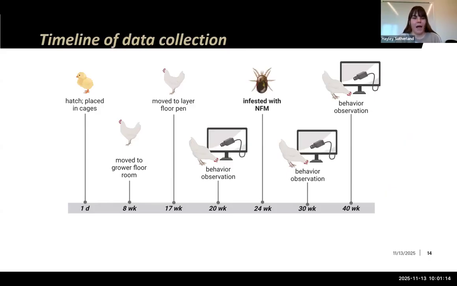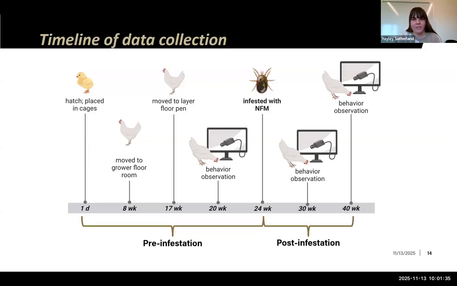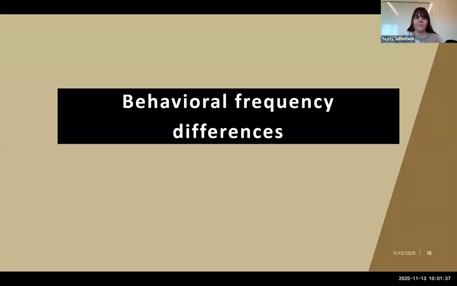For our timeline, our birds were hatched at 1 day of age. They were moved into their pullet floor room at 8 weeks of age. At 17 weeks, they were moved into the layer house where they would remain for the rest of the study. We recorded our video at 20 weeks. Our hens were infested at 24 weeks. And then we again recorded video at 30 and 40 weeks of age. This resulted in us having a pre-infestation and a post-infestation period.